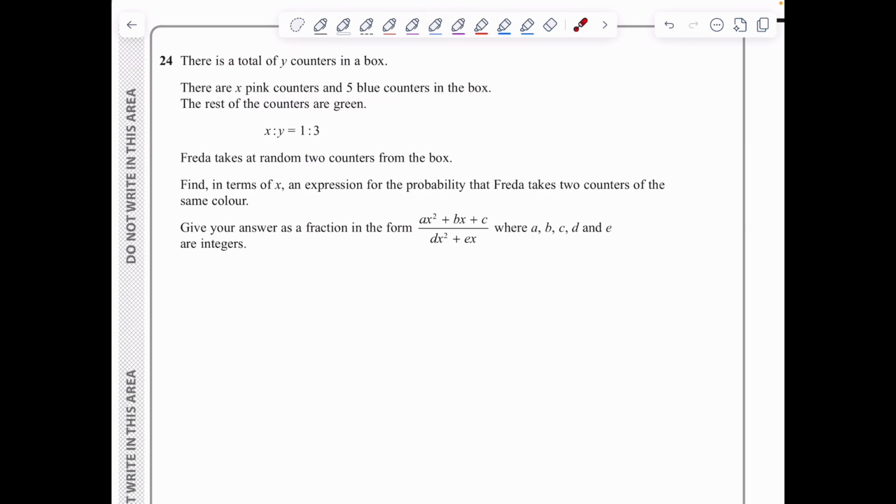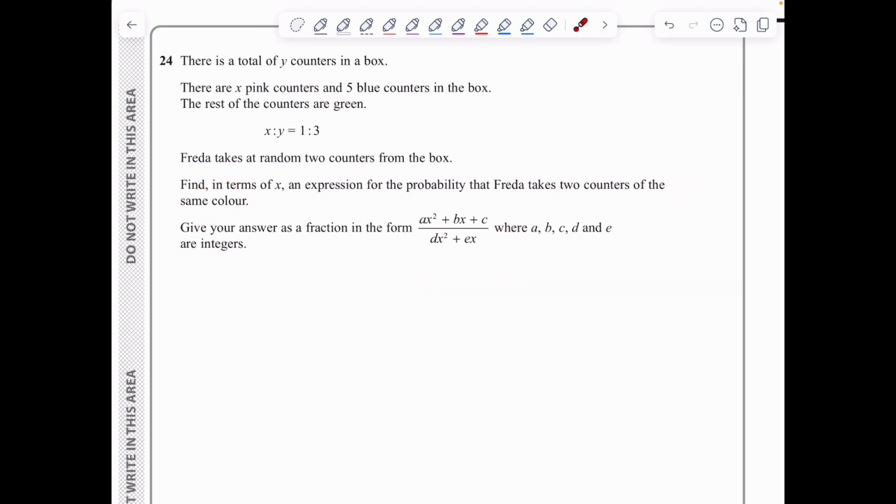In question 24, we've got a total of y counters in a box. Now we've got x pink counters, 5 blue counters, and the rest of them are green. Additionally, we are told that the ratio of x to y is 1 to 3, and Freda takes at random 2 counters from the box, and we need to find in terms of x an expression for the probability that she will be taking 2 counters of the same color, giving our answer as a fraction in this form.